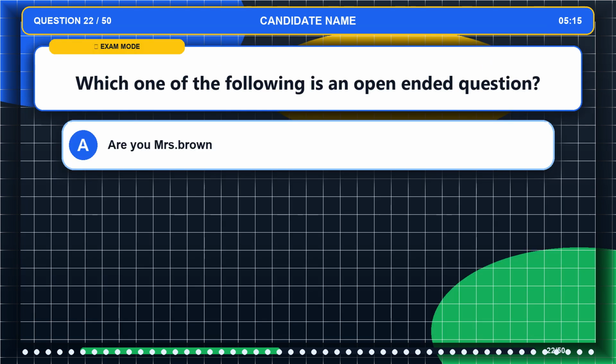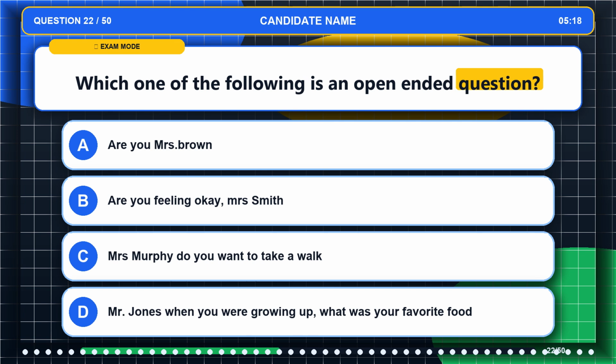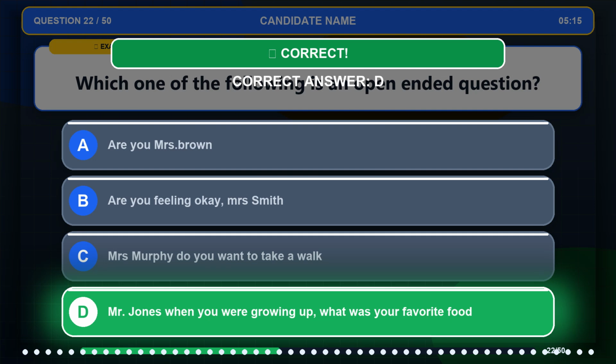Question 22. Which one of the following is an open-ended question? Option A, are you Mrs. Brown? Option B, are you feeling okay, Mrs. Smith? Option C, Mrs. Murphy, do you want to take a walk? Option D, Mr. Jones, when you were growing up, what was your favorite food? The correct answer is option D, Mr. Jones, when you were growing up, what was your favorite food?